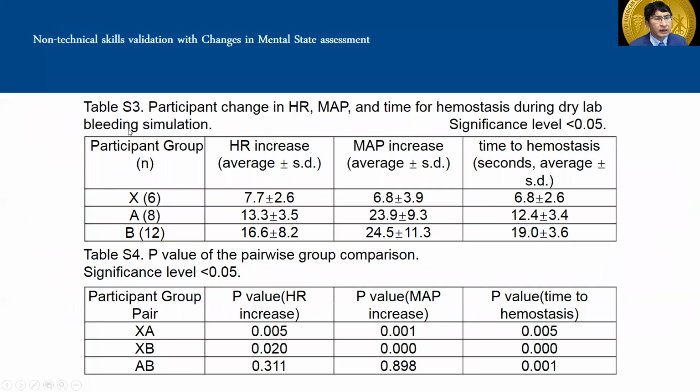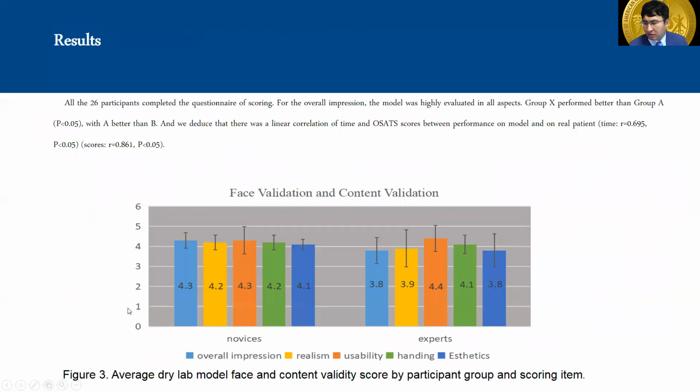And also, during the bleeding scenario, participants' change in heart rate and time for hemostasis showed a significant difference between the groups. All the participants completed the questionnaire, and on overall impression, the model was highly evaluated in all respects. Group X performed better than group A, with A better than B. And then we deduced that there's a linear correlation of time or OSATS score between performance on the model and on real patients.